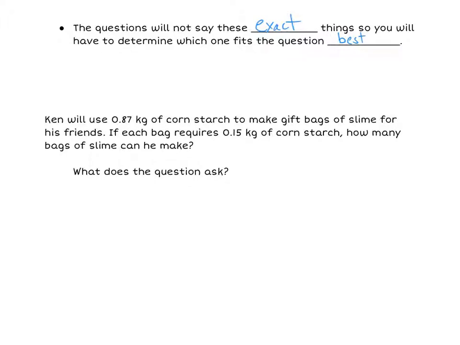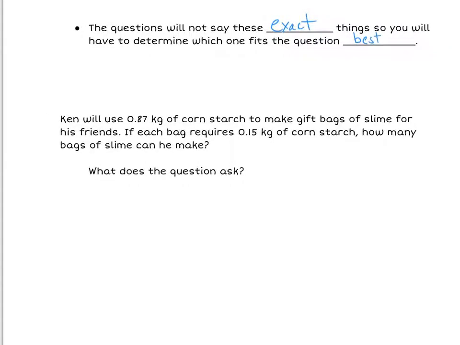It's either going to be, he takes his answer and he says, how many full bags can I make? And he's going to round down. Or he's going to take his answer and round up to say, oh, I can make this number of bags. So is he going to round down or is he going to round up? He's going to round down. So let's do that. So what does the question ask? How many bags of slime can he make? You see that right there? So how many total bags can he make?